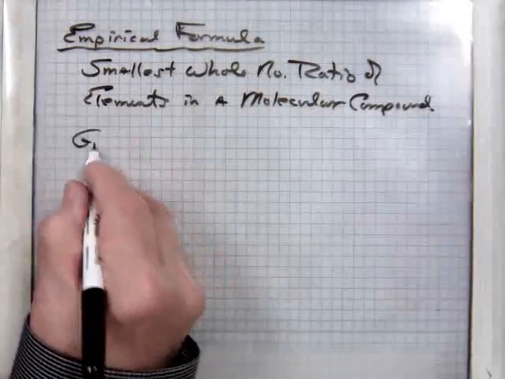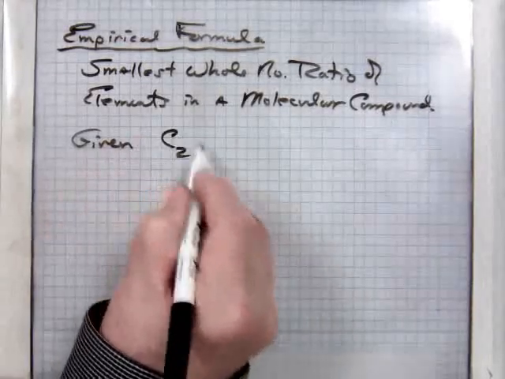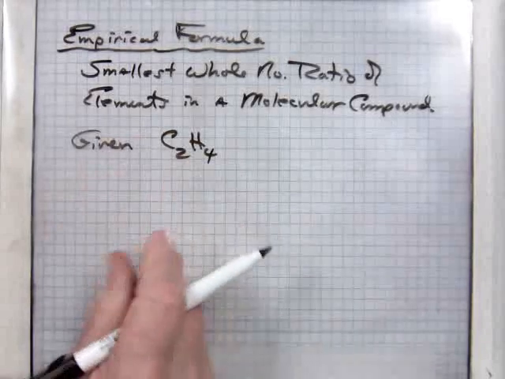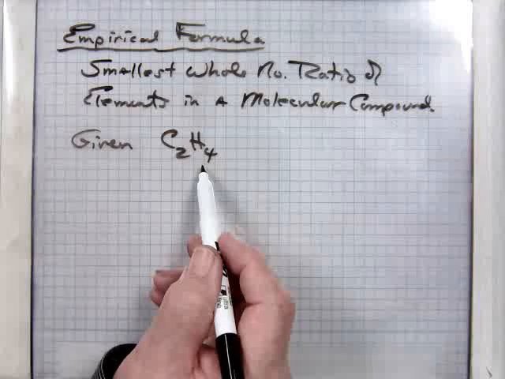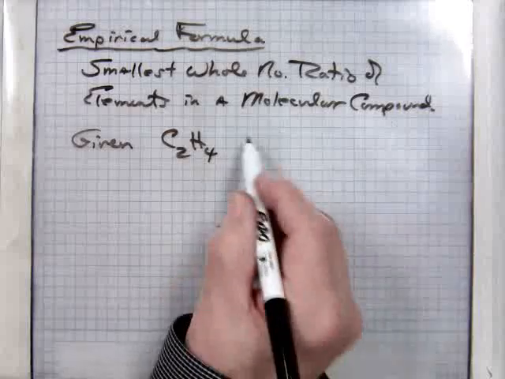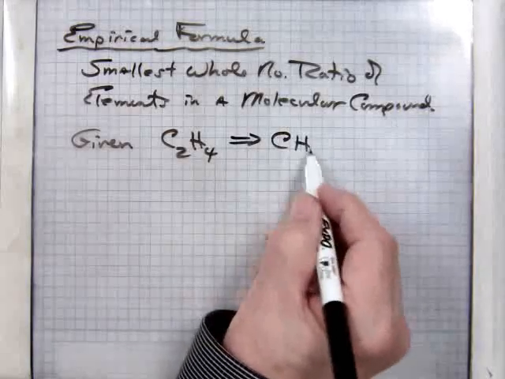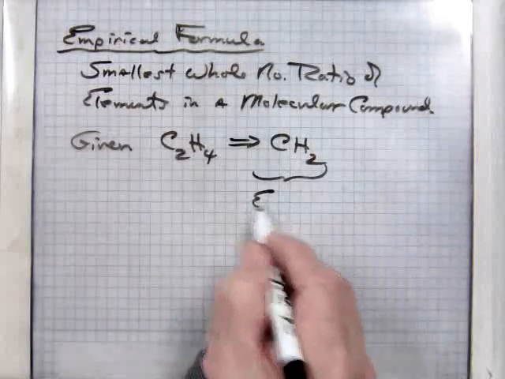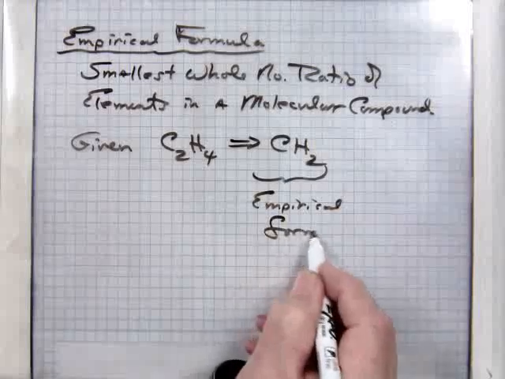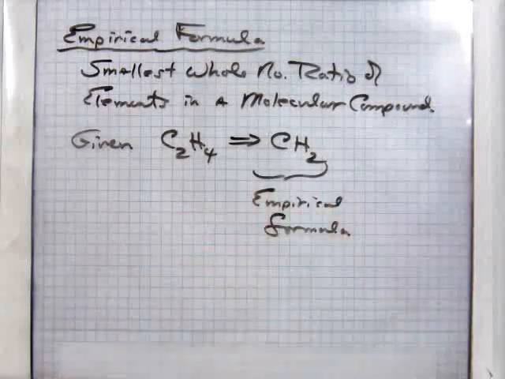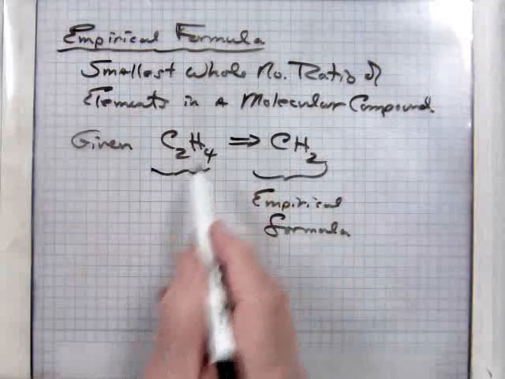Given C2H4 is ethylene, then what's its empirical formula? Well, I can divide that through by 2, and that'll give me CH2. This is the empirical formula. That can't be reduced any further. And this is the molecular formula.